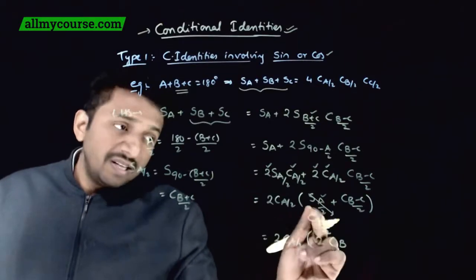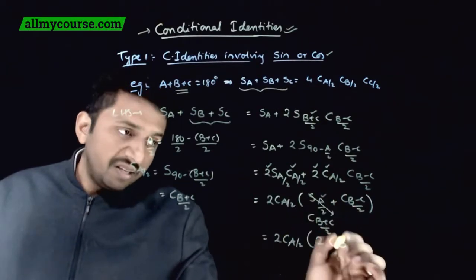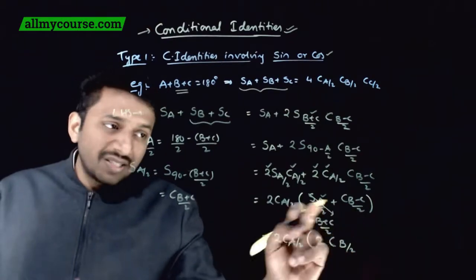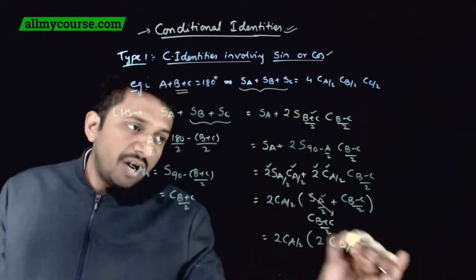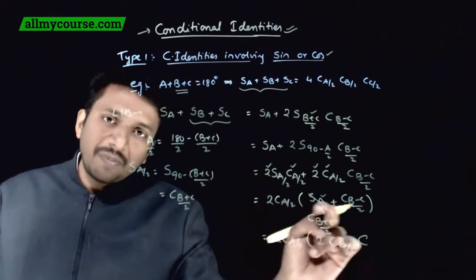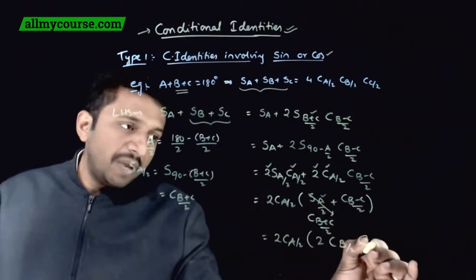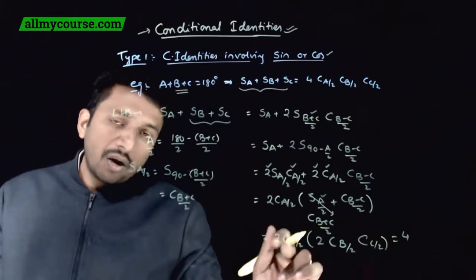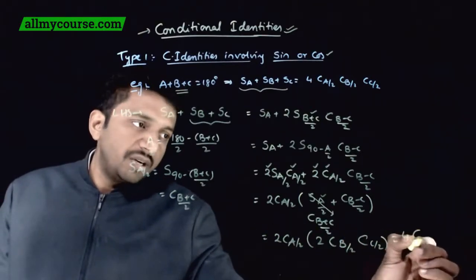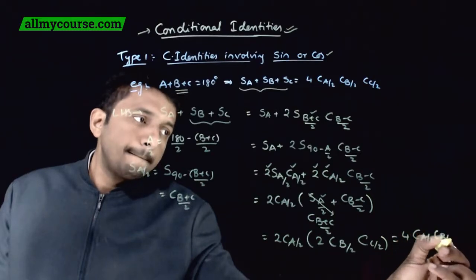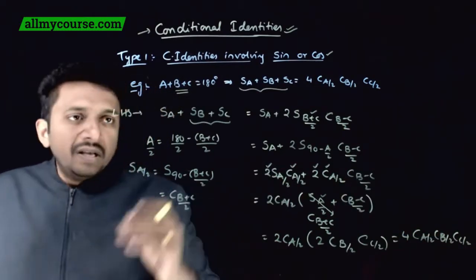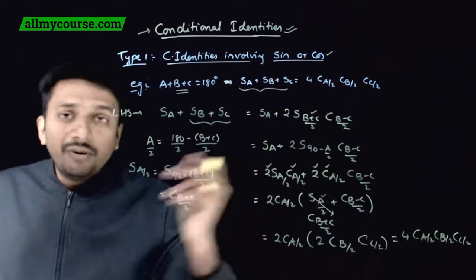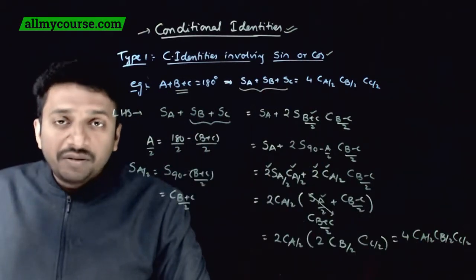So the sum is B by 2, using the formula: cos C plus cos D is 2 cos (C plus D) by 2 into cos (C minus D) by 2. If you subtract one from the other, you get C by 2. So that is equal to effectively 2 into 2, which is 4, cos A by 2 cos B by 2 cos C by 2. So effectively we have proved that sin A plus sin B plus sin C is 4 cos A by 2 cos B by 2 cos C by 2.